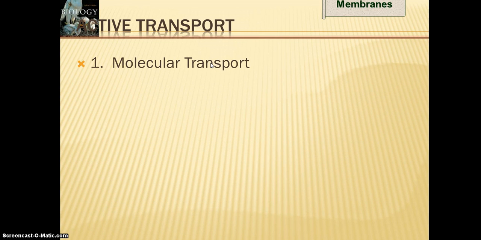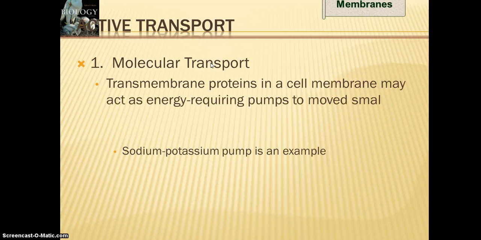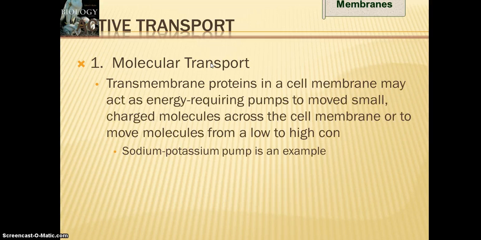Okay, we have 3 types of active transport. One type is called molecular transport. Sometimes these are called pumps. These are going to be transmembrane proteins in the cell membrane. They're going to act as energy-requiring pumps to move small charged molecules across the cell membrane from a low concentration to a high concentration. So this is the exact opposite of diffusion.